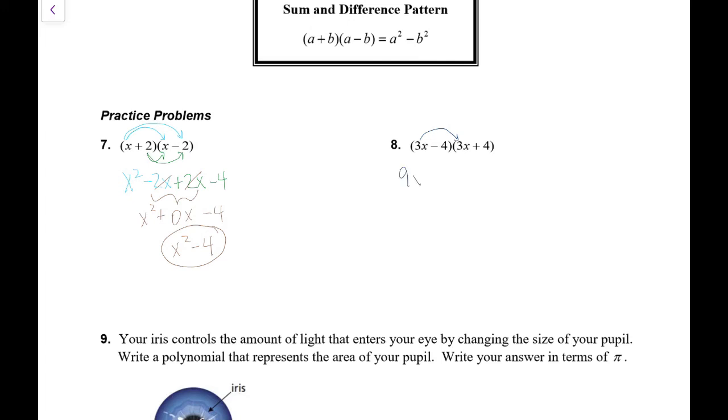Now here on number 8, we're going to multiply this out. 3x times 3x gives us 9x squared, plus 12x for our outside two terms. Negative 4 times 3x gives us a minus 12x. And the last two terms together would be negative 4 times positive 4, which is negative 16. Now once again, because these are conjugates, one is positive and one is negative, we get 9x squared minus 16.